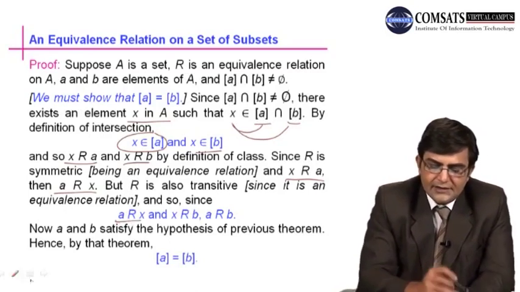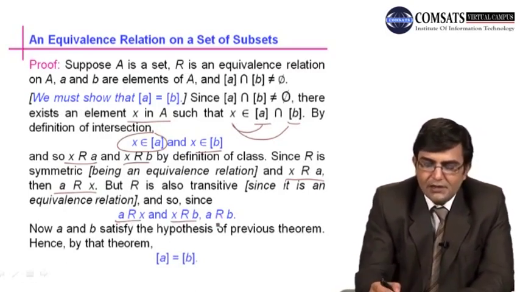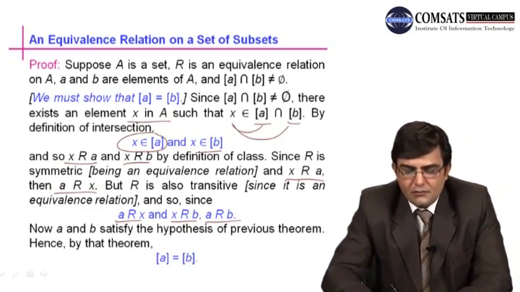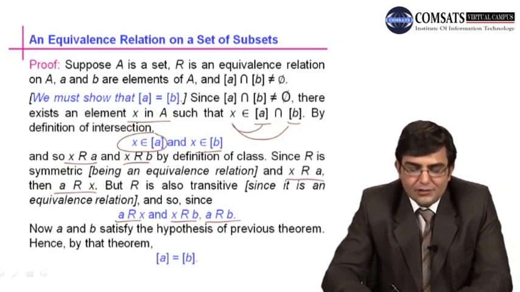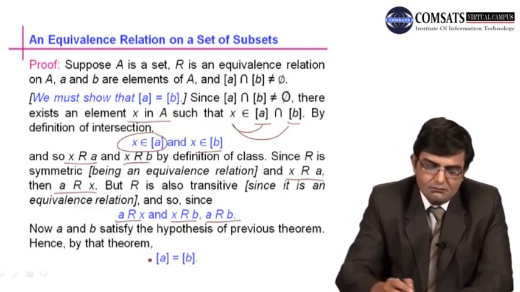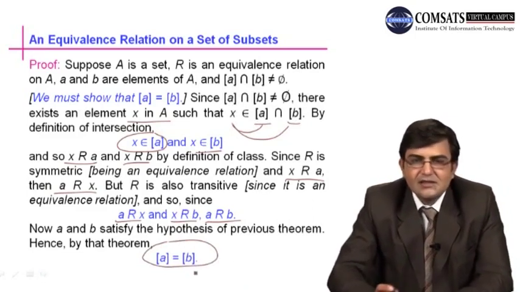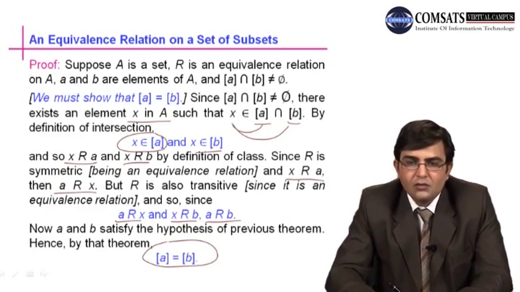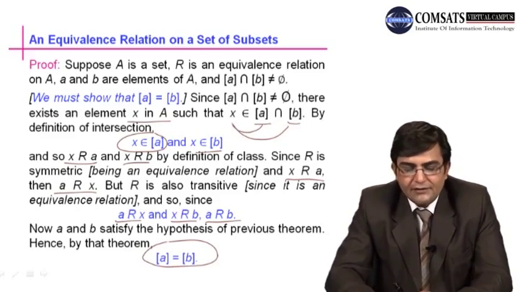So A is related to X and X is related to B. By transitivity, we can say A is related to B. Now if A is related to B, by using the previous theorem, we can say that the equivalence class of A is equal to the equivalence class of B, as we have proved in the previous theorem.